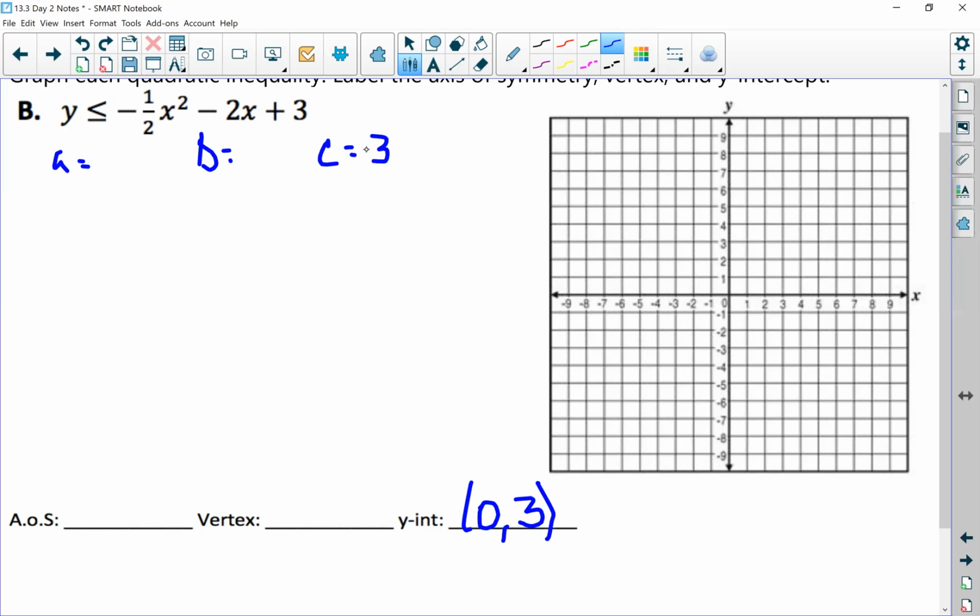What is A? Zoe, what'd you say? -1. Perfect. So I couldn't hear you over all of the commotion out in the hallway. And B, -2.